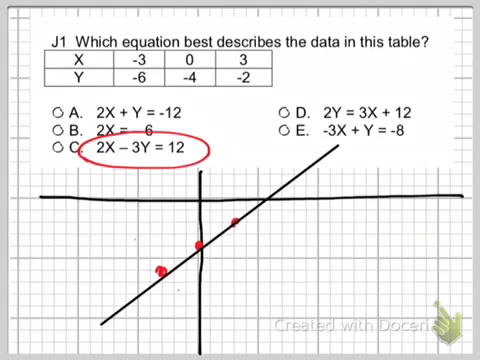Notice C, if I solve for x, 2 goes into 12 6 times, so my x-intercept would be at 6. And negative 3 goes into 12 negative 4 times, so my y-intercept would be at negative 4.